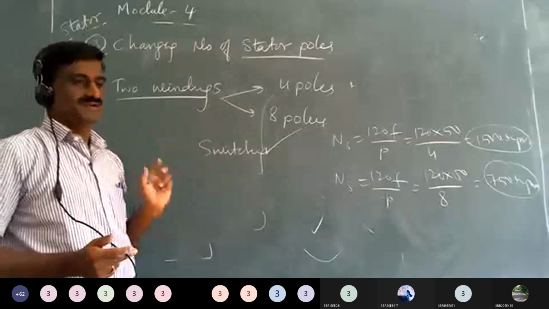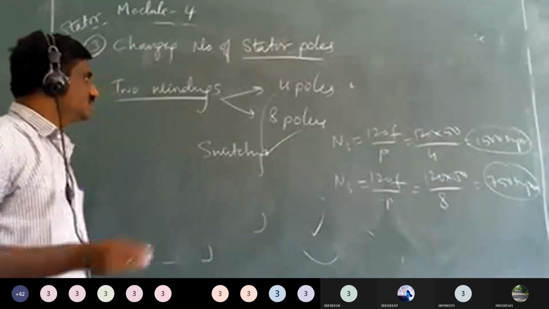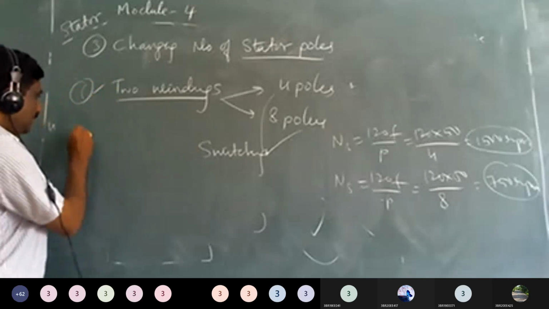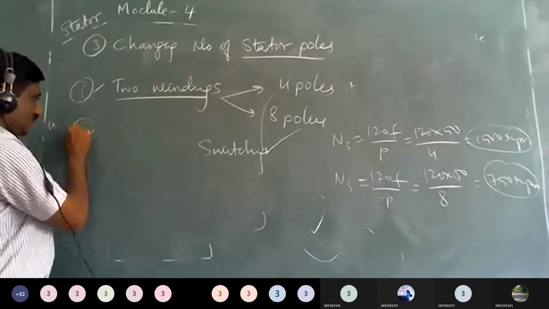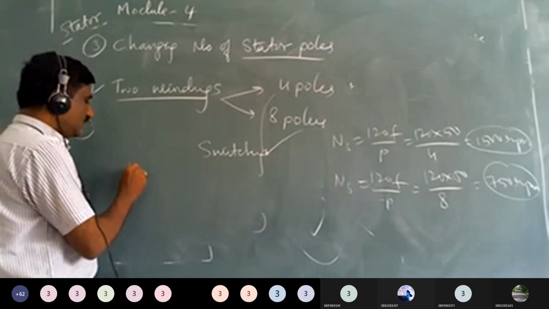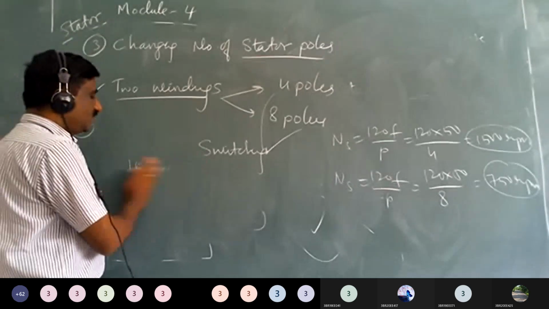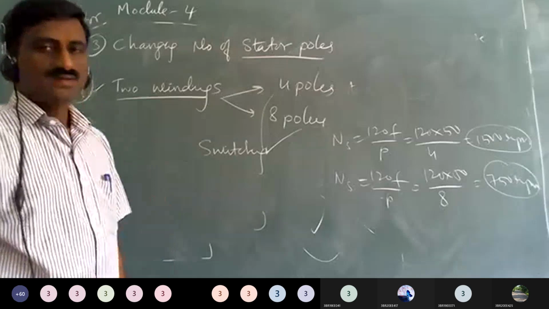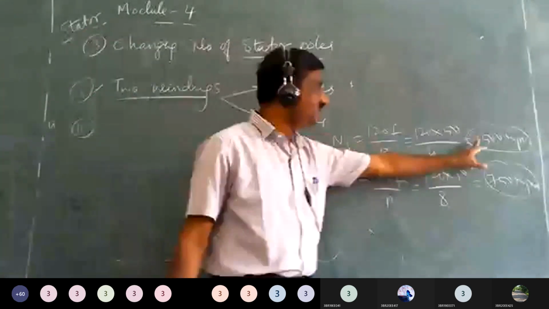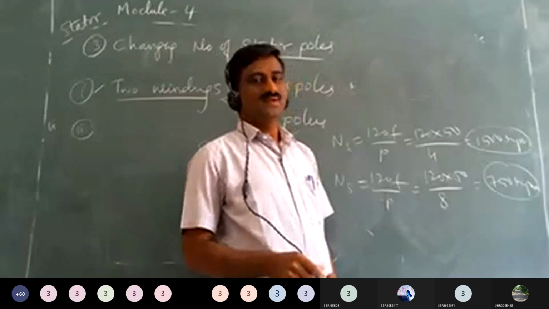2 windings are required. The drawback of this method is that 2 windings are required, and continuous speed control is not possible. Second disadvantage: if you want to vary the speed like 100 rpm, 200 rpm, 300 rpm, not possible. Fixed speed control is possible. Either you run at 1500 or run at 750.